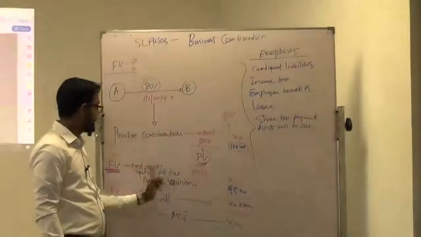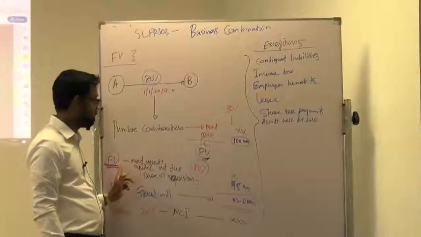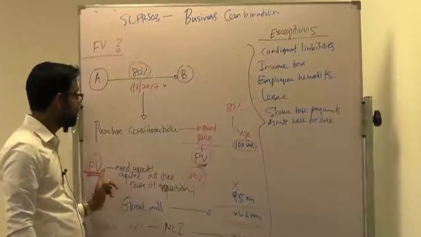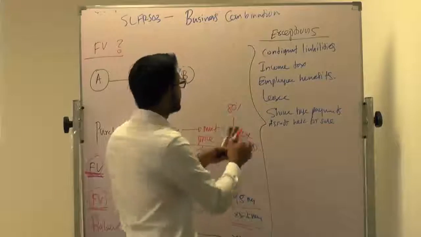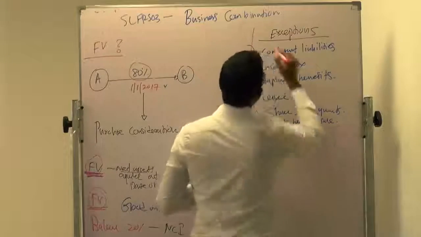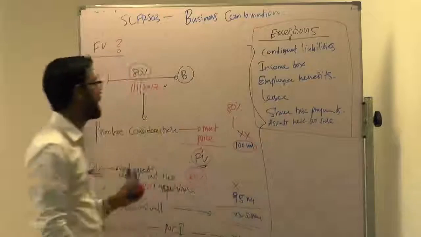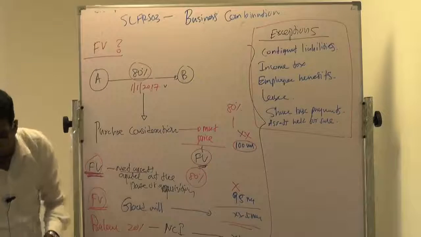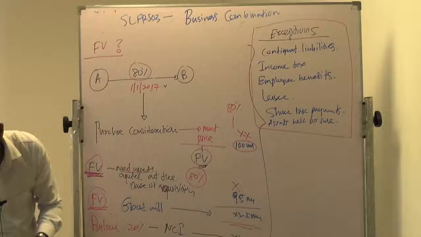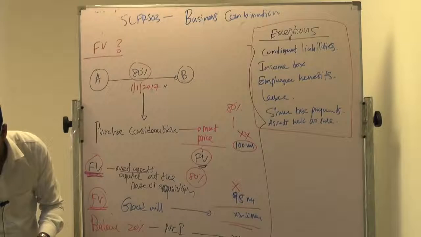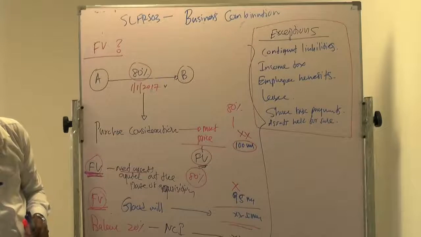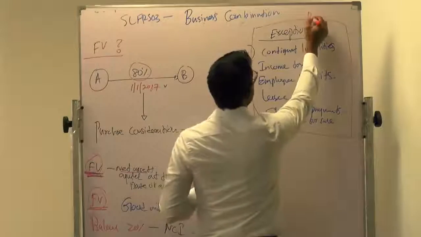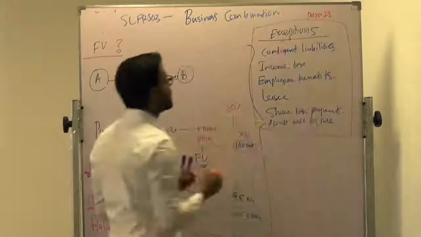Here, I told you, you have to consider the net assets acquired at the date of acquisition at fair value. Fair value of the net assets acquired at the date of acquisition. These are exceptions explained in the standard, right? Paragraph 22 onwards, you have to read.